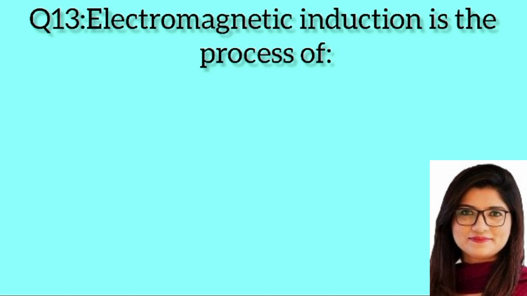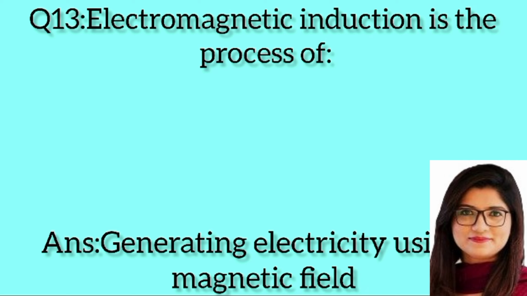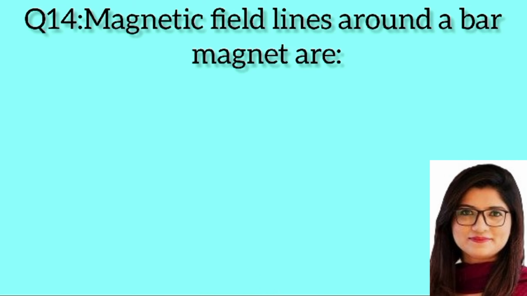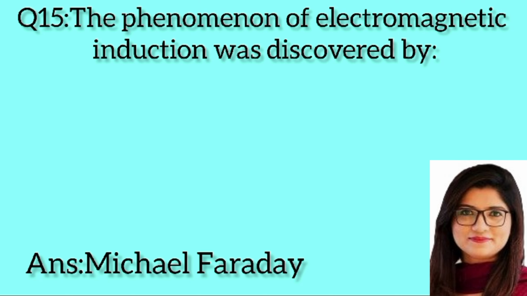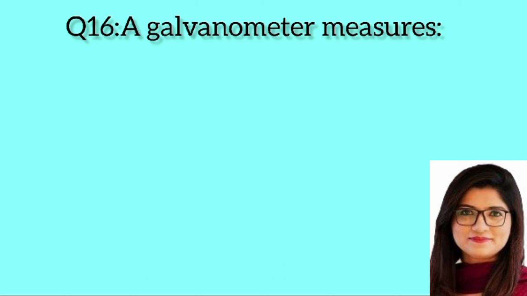Question 13. Electromagnetic induction is the process of? Answer: generating electricity using a magnetic field. Question 14. Magnetic field lines around a bar magnet are? Answer: cuboid. Question 15. The phenomenon of electromagnetic induction was discovered by? Answer: Michael Faraday. Question 16.